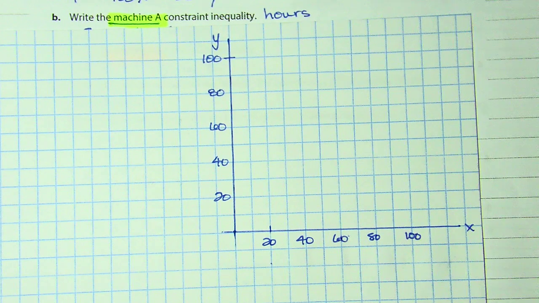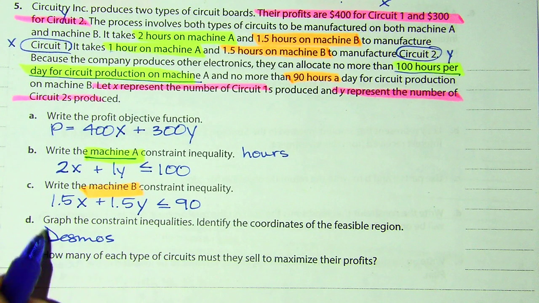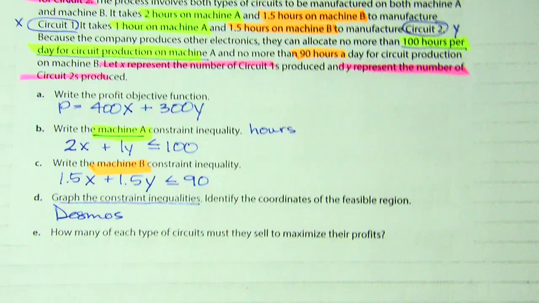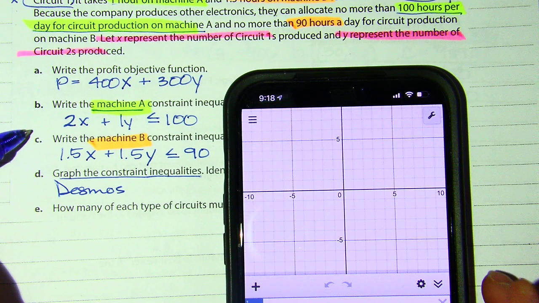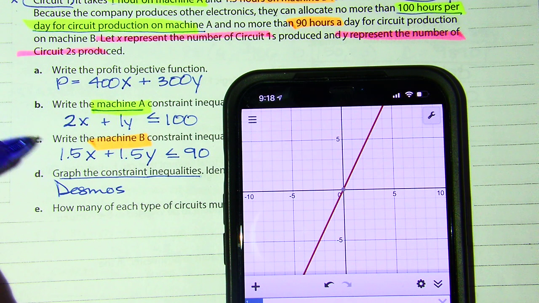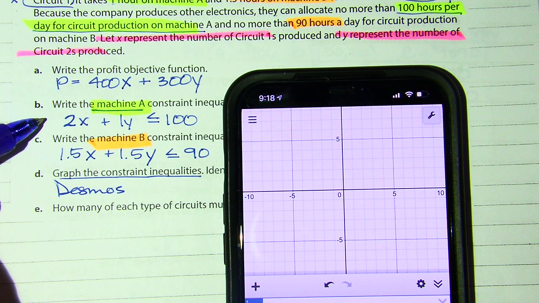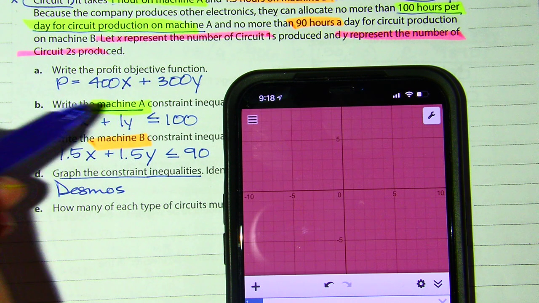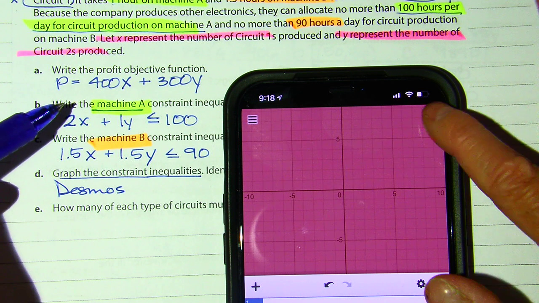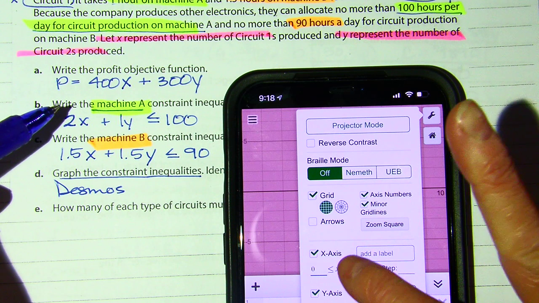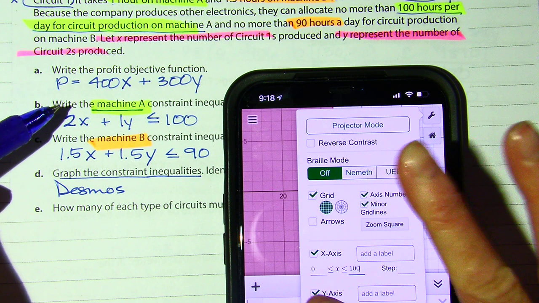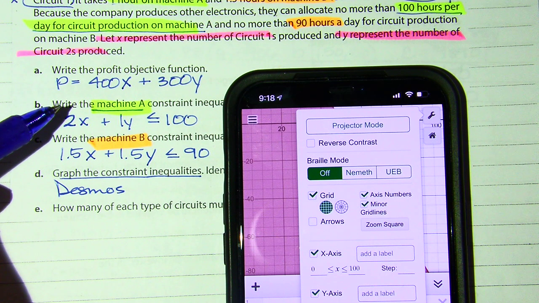Okay, so when you go to graph, you're only going to graph the constraints, not the profit. So I'm going to grab Desmos. We're only inputting these two. So the first, I have 2x plus 1y is less than or equal to 100. Now I'm going to hit this little wrench tool at the top, and I'm going to change my x-axis to be 100, and y, I'm going to do the same. Y to go from 0 to 100.